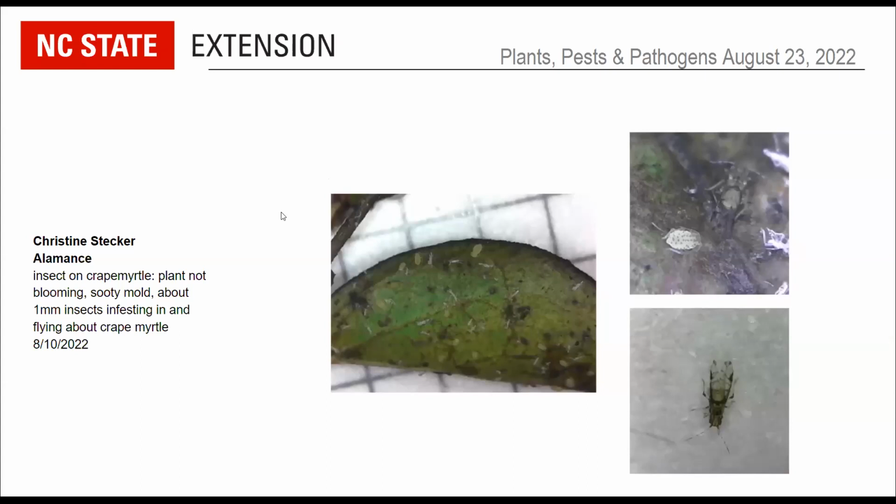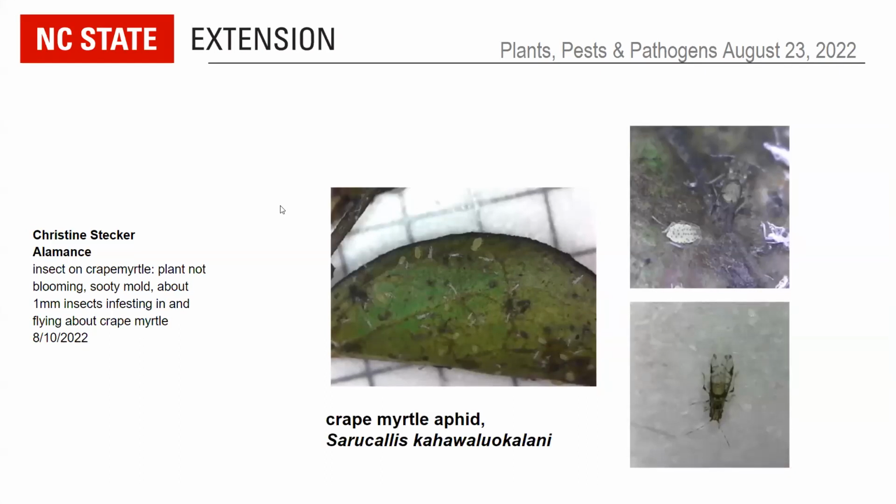This is the crepe myrtle aphid with a very long name, Sarucallis kahawaluokalani. So yeah, that's a difficult one to say. I'm not going to say it again, but it's fairly distinct. Really the only major aphid on crepe myrtle, it does produce a lot of honeydew, which can contribute to sooty mold. There are some fact sheets on this crepe myrtle aphid online, and we'll talk about control, but typical aphid control will work on these plants. And you can see they're very distinct. And again, the host is really the biggest identifier in that there are really no other aphids that would feed on crepe myrtle like this.